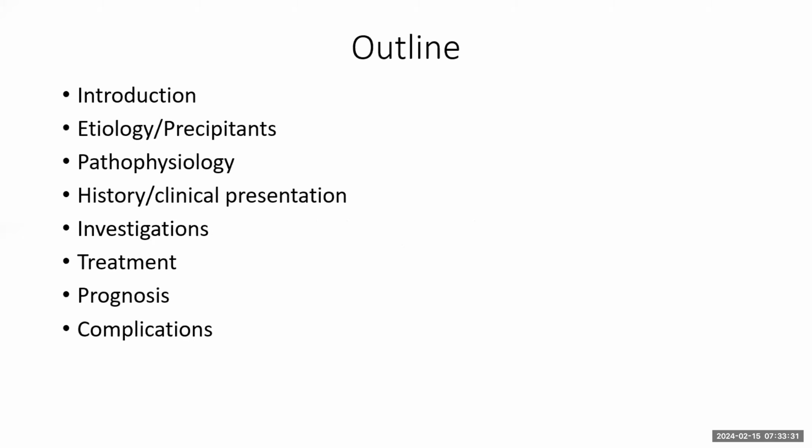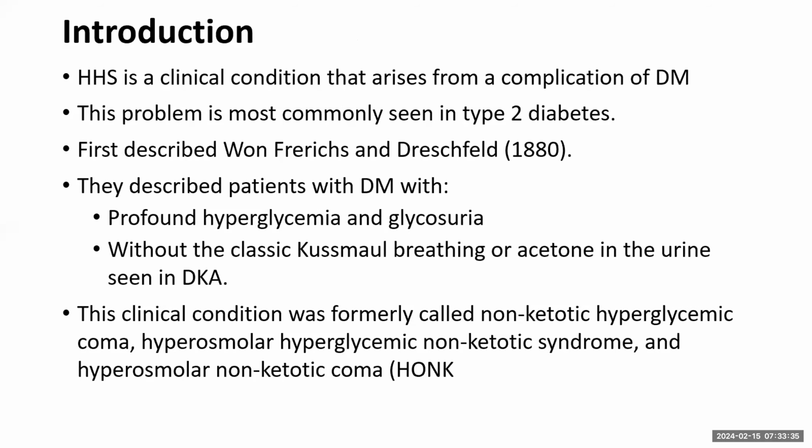So we want to talk about hyperosmolar hyperglycemic syndrome just briefly using the following outline. HHS is a clinical condition that arises as a result of complication of DM, and this problem is most commonly seen in patients with type 2 diabetes. First described around 1880, mostly in patients with DM. They usually present with profound hyperglycemia and glycosuria. They usually don't have the classic symptom of Kussmaul breathing or acetone smell.